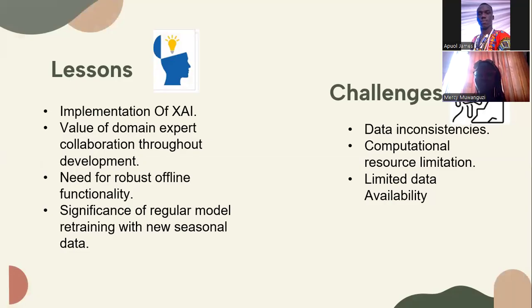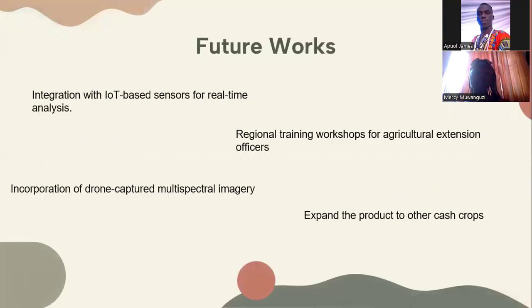Some of the challenges we faced include data inconsistency, computational resource limitation, and limited data availability. What we plan to do includes implementing IoT-based sensors for real-time analysis, regional training workshops, and incorporating drone-captured multispectral images to reduce the burden of taking a picture of each plant, and also expanding our product to other crops.